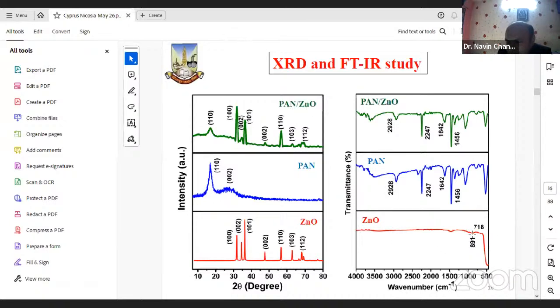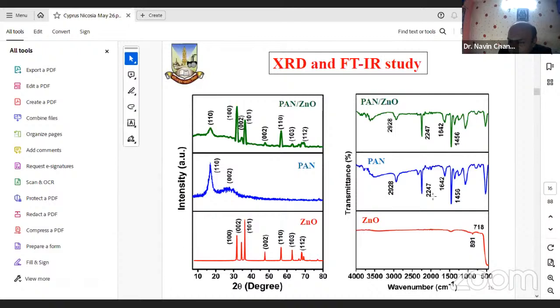In this FAR IR study, if we look into this FAR IR region, there is a presence of a peak from 891 cm⁻¹ to 718 cm⁻¹, suggesting the formation of the zinc oxide bond that forms the zinc oxide nanorods. Then PAN is nothing but the acrylonitrile group. Presence of the acrylonitrile group suggests the formation of the PAN.